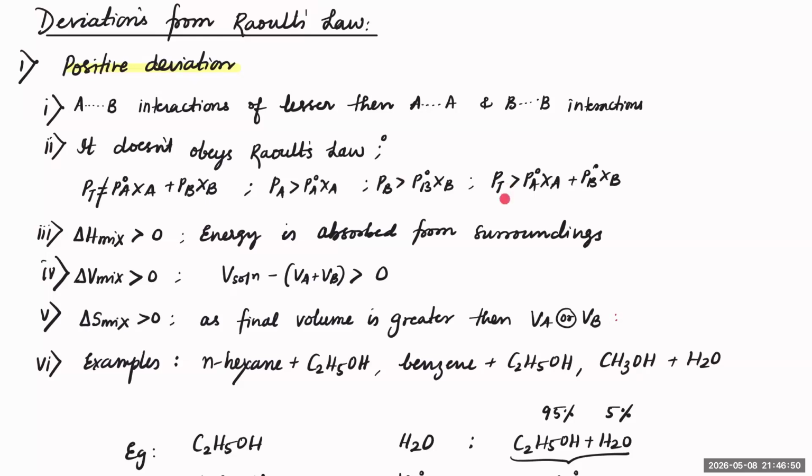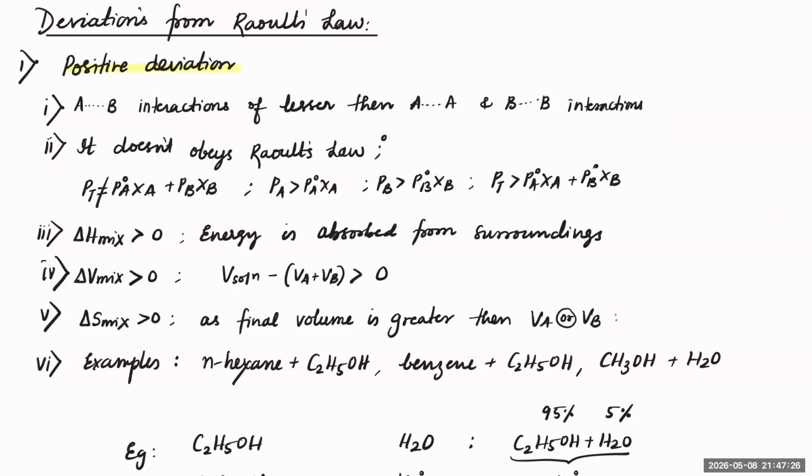Therefore, the P total, which is also equal to PA plus PB, should be greater than P naught A XA plus P naught B XB. It's like we are expecting a total pressure of 1 atm, but after measuring, you are getting something like 1.25 atm. Then we say there is a positive deviation happening.